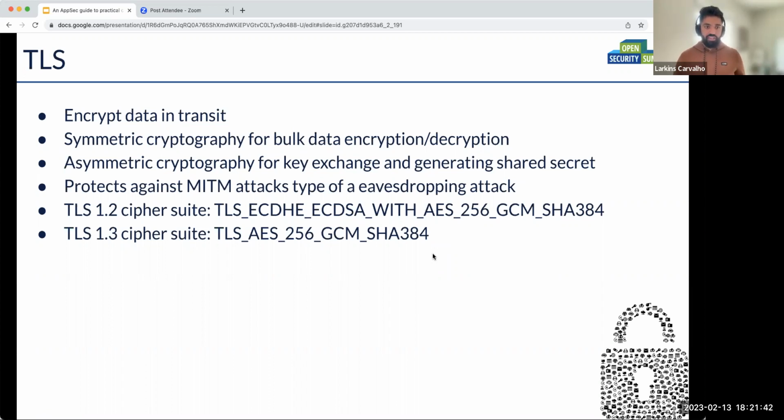In TLS 1.3, it's a little different, where now the cipher suite is shorter. And the reason for that is TLS 1.3 is not supporting RSA because TLS 1.3 provides perfect forward secrecy, and ECDHE and DHE provide perfect forward secrecy properties.